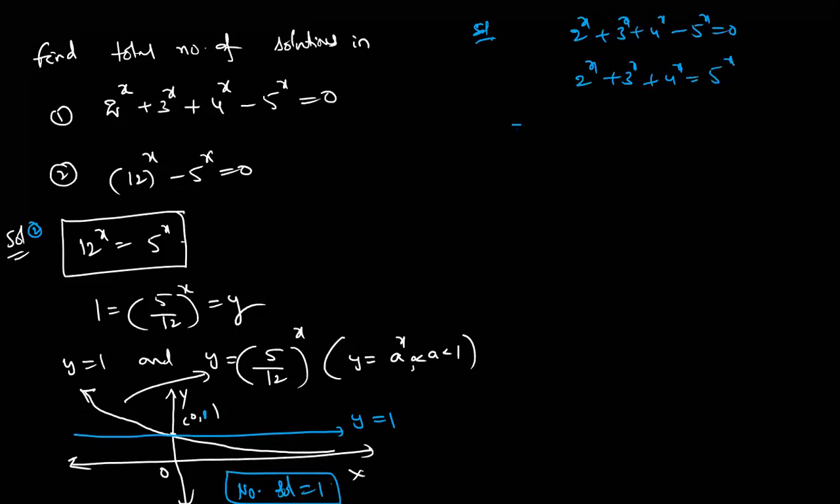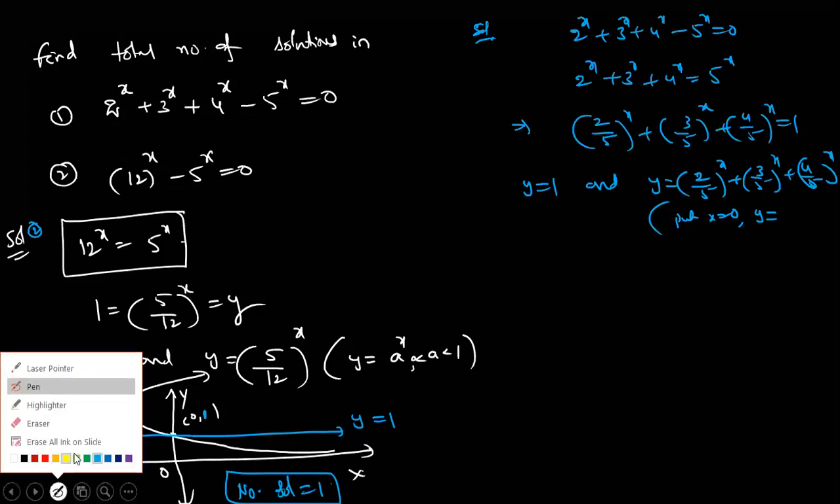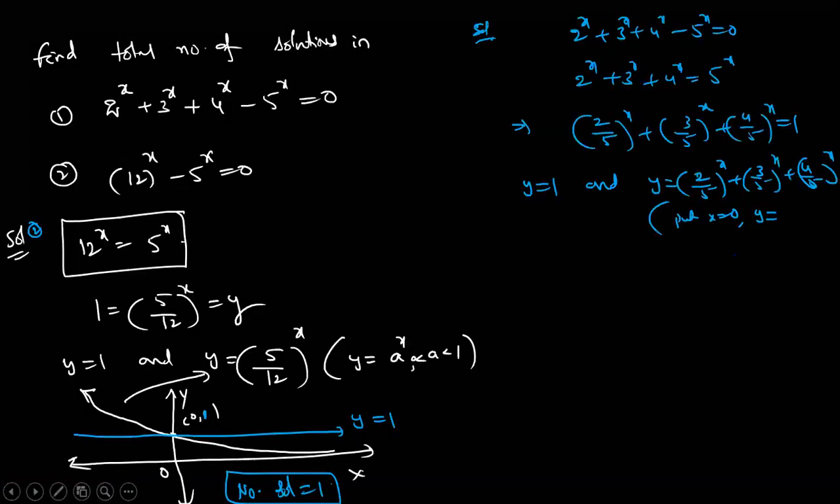So this one I can write. See carefully. Both sides divided by 5^x: (2/5)^x + (3/5)^x + (4/5)^x = 1. So there are y = 1 and y equal to this sum. In this case put x = 0. What is the value of y? In the graph here, put x = 0. What is the value of y? 3. Yes. Good. Now draw the picture.